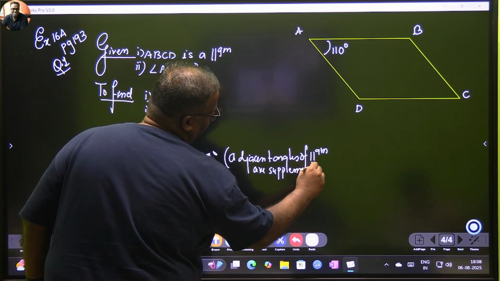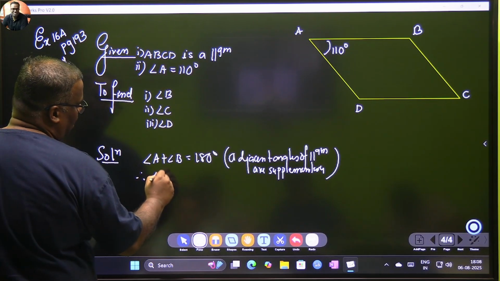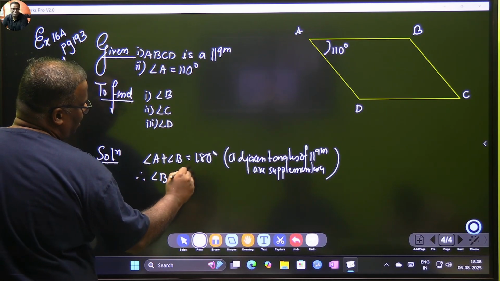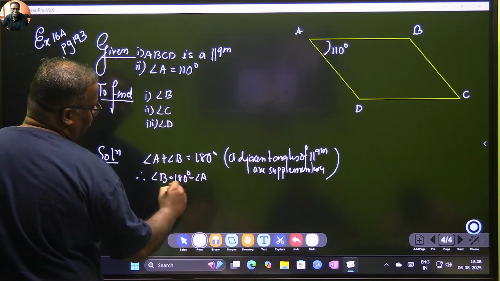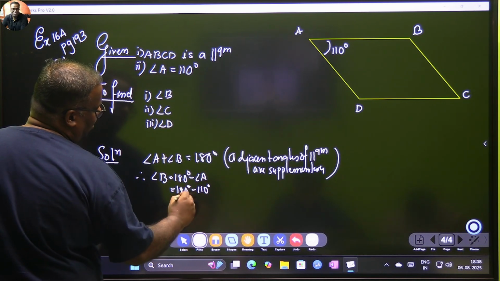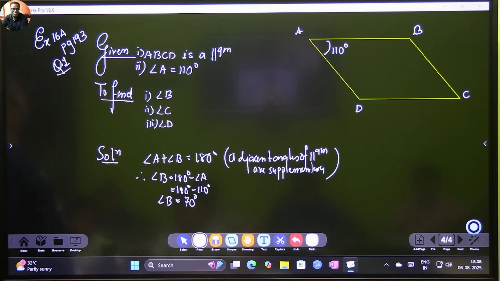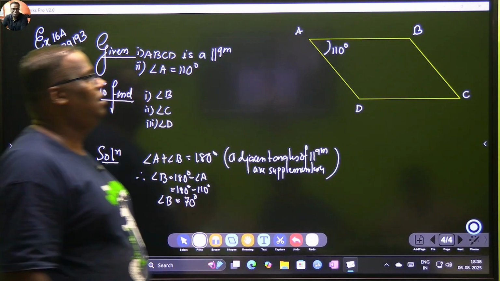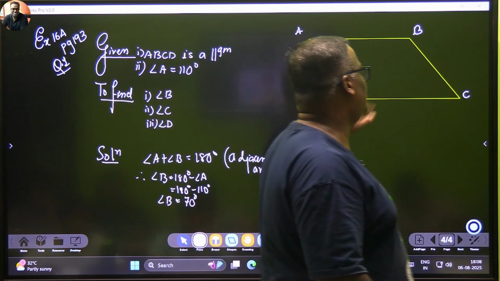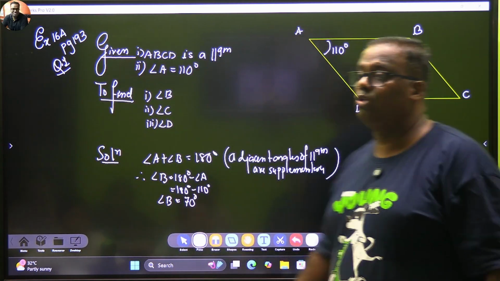Supplementary. Yeah. Therefore, angle B is equal to 180 minus angle A, which is equal to 180 minus 110, which is equal to 70 degrees. Angle B is equal to 70 degrees. Once you have found angle B, do you also know that opposite angles of a parallelogram are equal? We could have written that also.